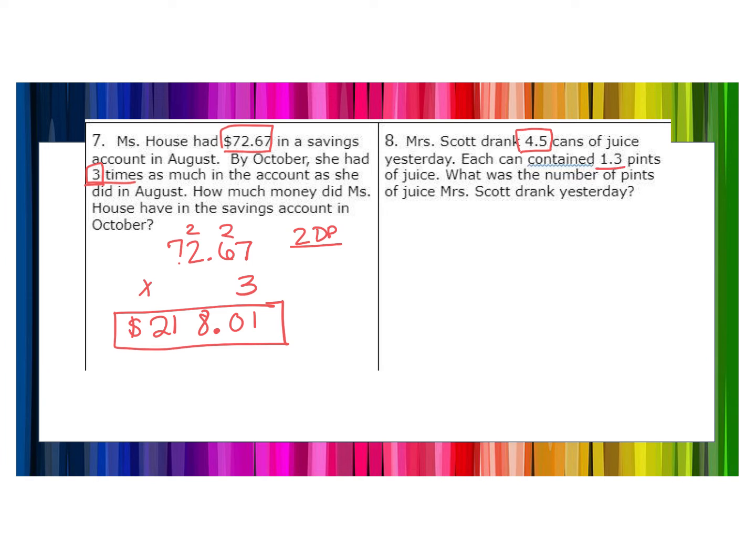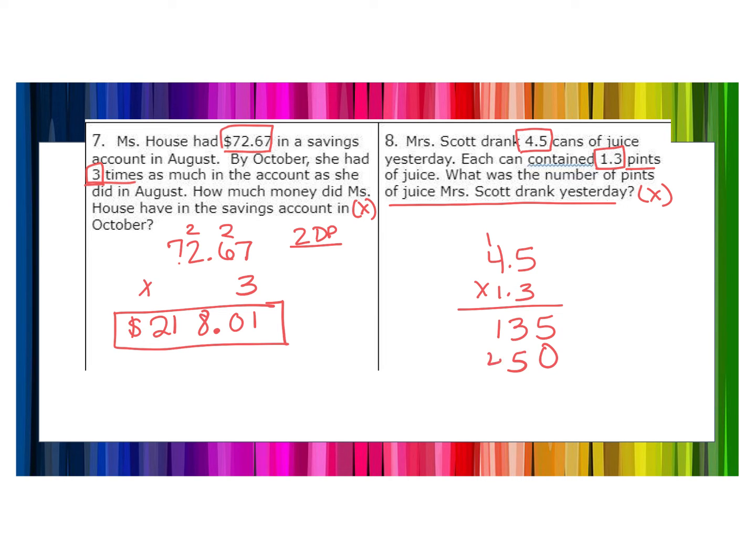Number 8, Mrs. Scott drank 4.5 cans of juice yesterday. Each can contained 1.3 pints of juice. What was the number of pints that Miss Scott drank yesterday? So I'm going to multiply that one. That is 4.5 times 1.3. 3 times 5 is 15. Carry my 1. 3 times 4 is 12 plus 1, 13. So I have 5, 8, 5, and I have 2 decimal places. So that's 5.85 pints.